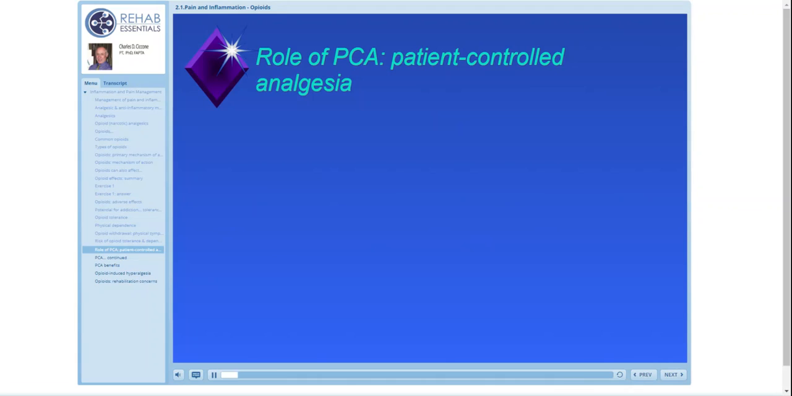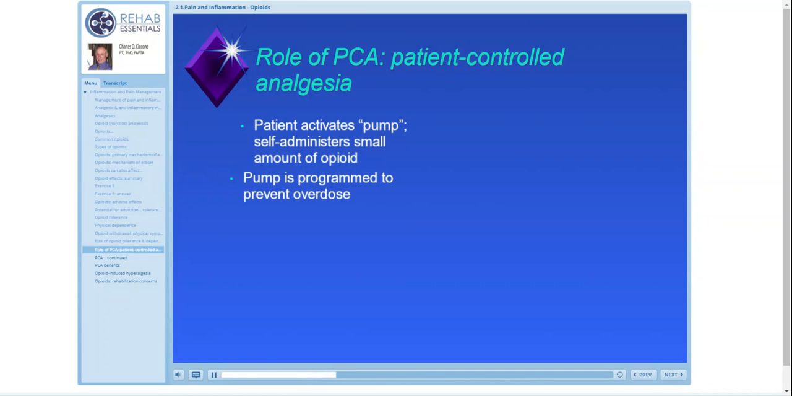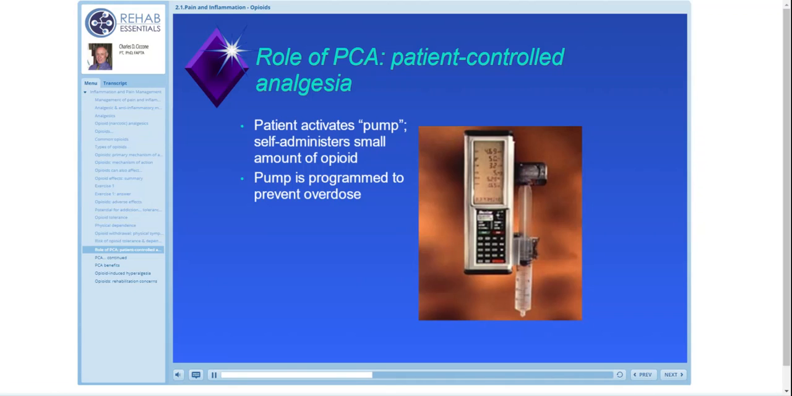which led to the development of PCA, or patient-controlled analgesia. As the name implies, the patient is much more in control by activating a small pump, which allows them to self-administer a relatively small amount of the drug, of the opioid. And these pumps vary in terms of their sophistication, the type of pump. Clearly the pump has to be programmed in some way to prevent overdose.